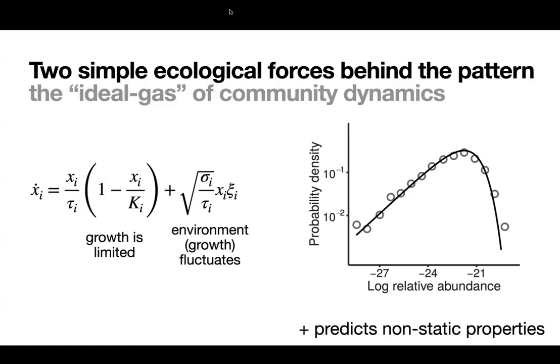Okay, so you have this very simple model which predicts the stationary distribution, and also predicts non-static properties, meaning it predicts for time series what the distribution is, what the transition probabilities are, what is the probability to observe a given abundance tomorrow, given the abundance you observe today.